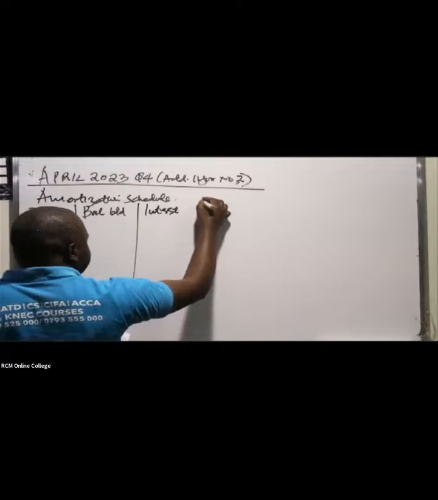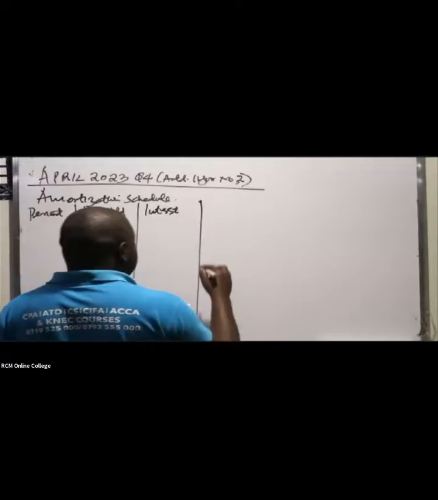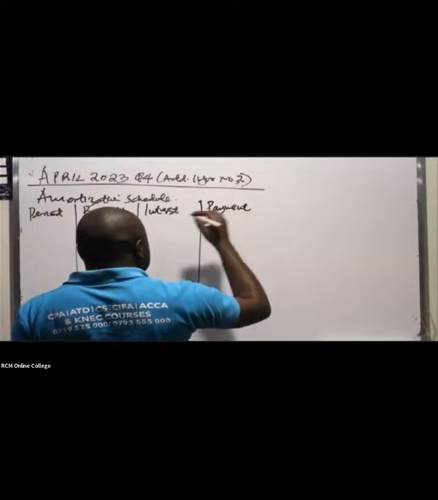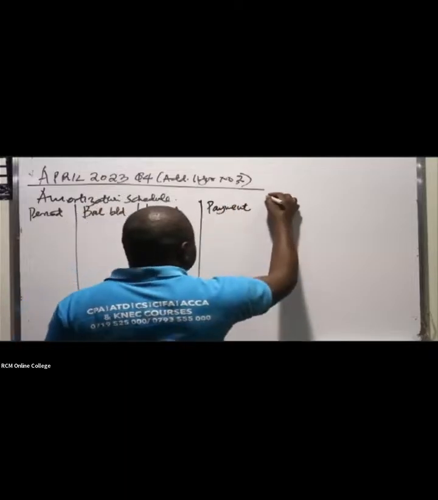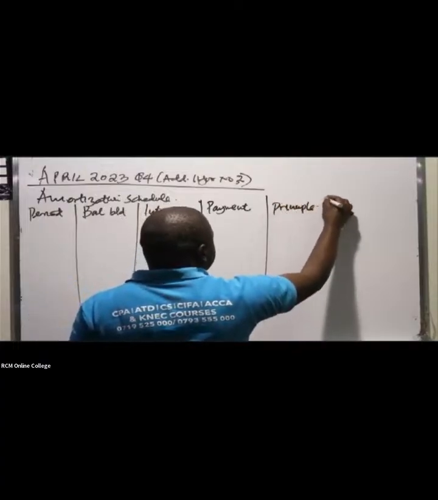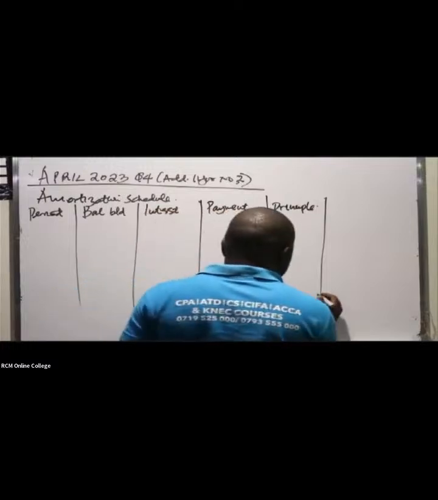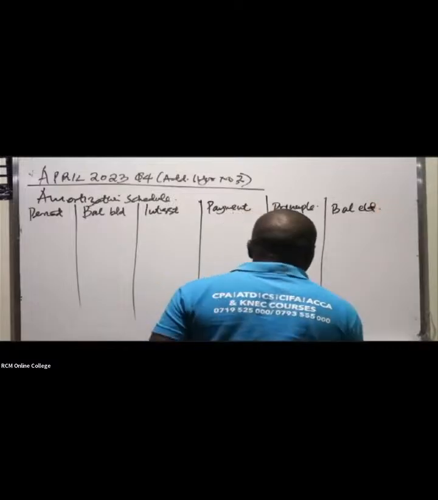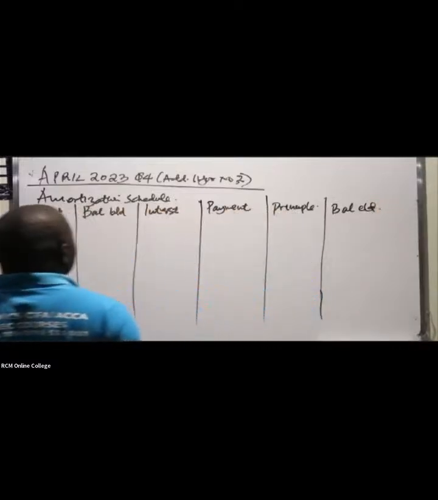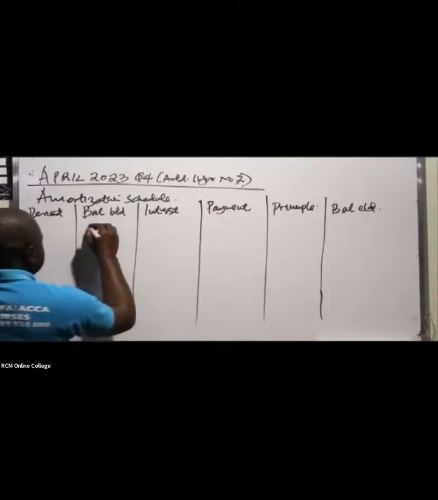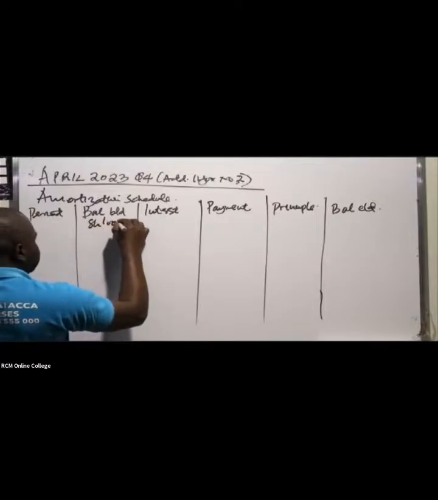So we'll have interest, then the payment being done. Then we consider the principal amount we are settling, and then we'll have the balance carried down. Of course, our shillings are written in thousands, so put shillings in thousands.